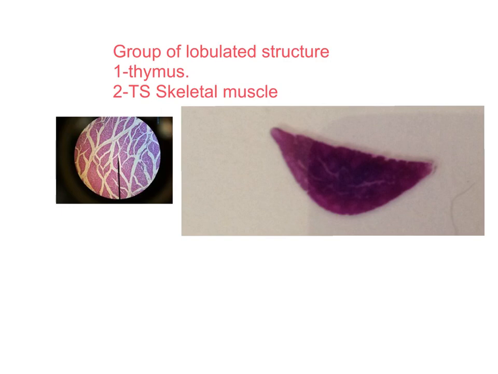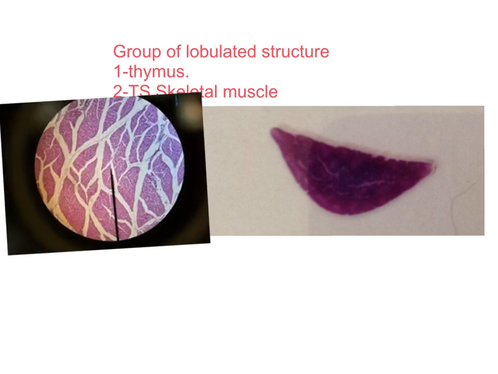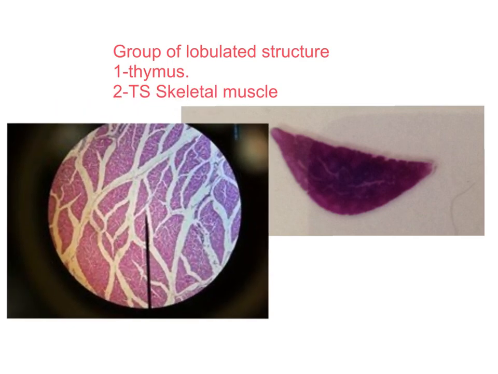While in the other section, which is the TS in the skeletal muscle, you can find out that all of the lobules are of uniform color, and they are separated by relatively wide areas representing the damaged connective tissue septa which was present in between. So we have two lobulated structures, the thymus and TS in the skeletal muscle.